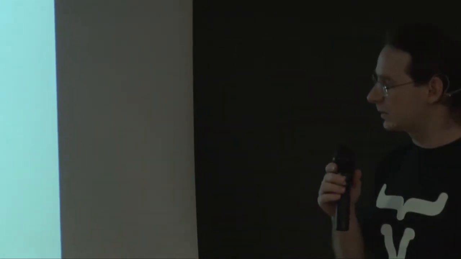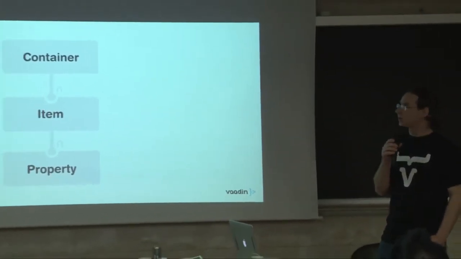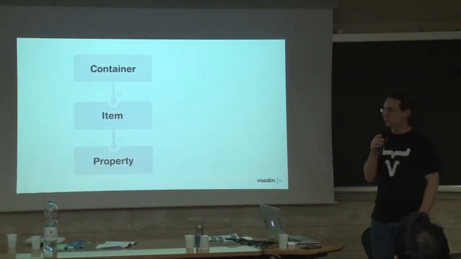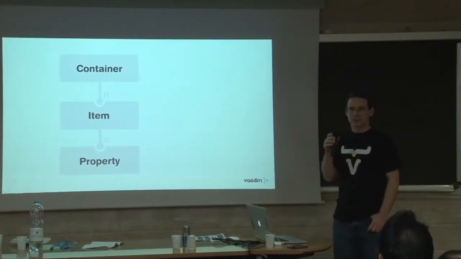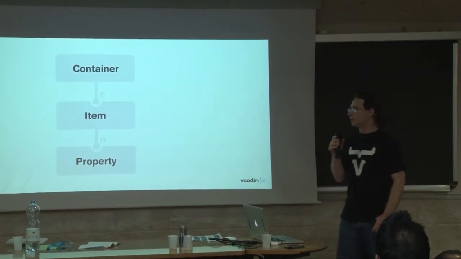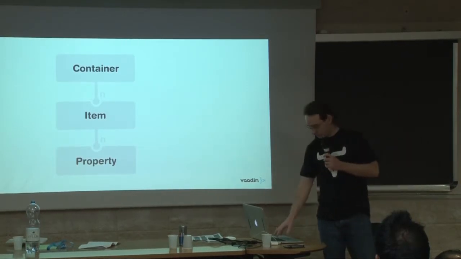Now, to abstract the data, we've created three main interfaces. Property has some value. Item is a collection of properties, and a container is a collection of items. If we compare this to database terminology, then property is a field, item is a record, and container is a table. Whenever you implement those three interfaces, your data will be available for Vaadin components. I will show you in an example later when we start live coding.